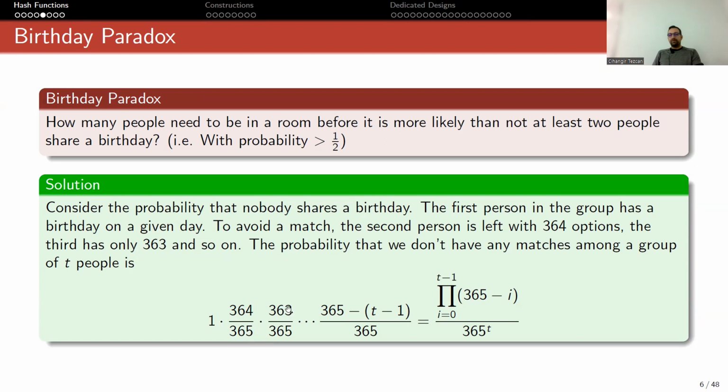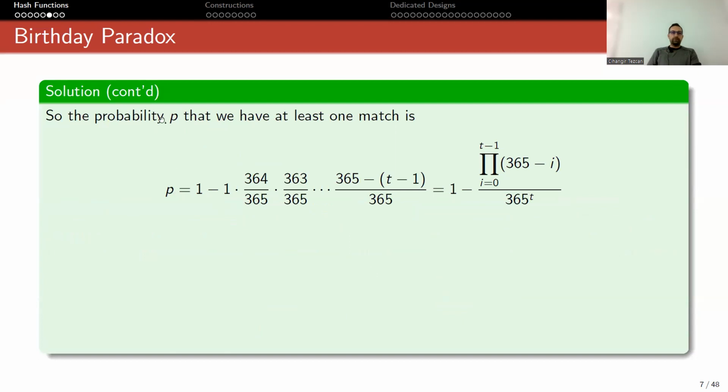You put the third person in, but this person cannot share a birthday with this one and this one. This is why now you end up with 363 days, and so on. If you do this for t people, the probability that nobody shares a birthday is this, okay? So the probability that we don't have any matches among a group of t people is this. If you subtract this from 1, that will be the probability of people sharing a birthday in the room. So the probability p that we have at least one match is 1 minus this, okay?